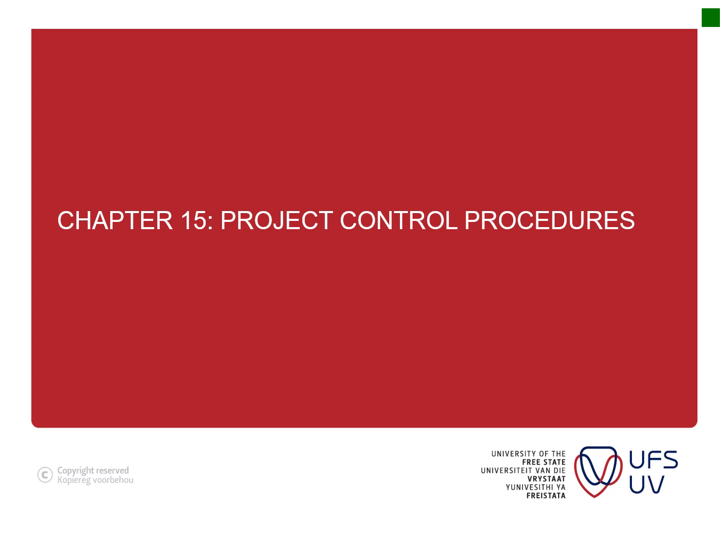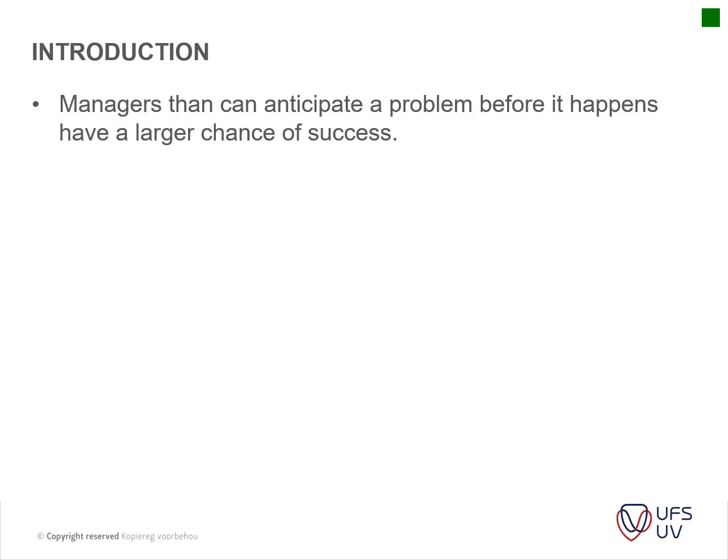So getting into the project control procedures of chapter 15. The introduction just highlights that managers that can anticipate a problem before it happens have a larger chance of success. So please just change that to a T. Managers that can anticipate problems before they happen have a better chance of success.